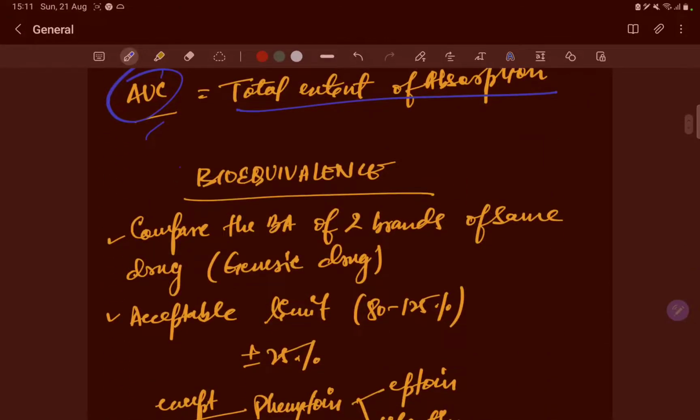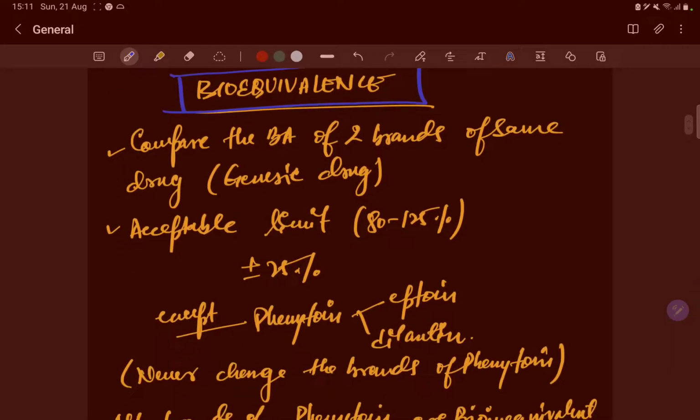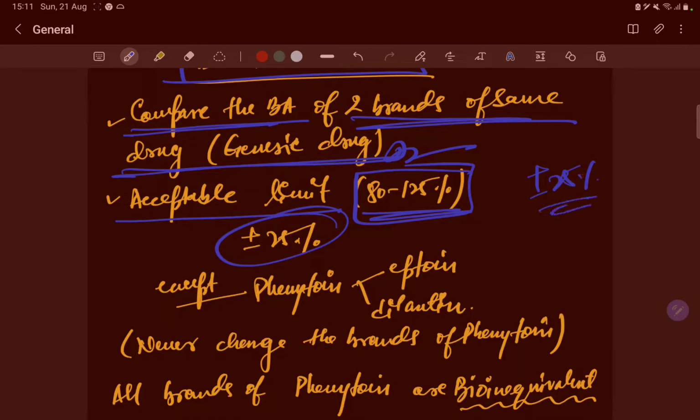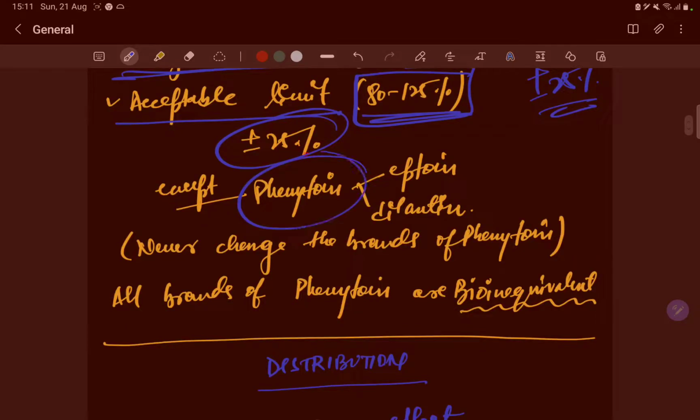ठीक है. देयर इज अ सिमिलर टर्म नोन एज द बायो इक्विवेलेंस. इज द कंपेयर द बायो अवेलेबिलिटी ऑफ टू ब्रांड्स ऑफ द सेम ड्रग, ऑफ द जेनेरिक ड्रग्स, राइट. तो टू ब्रांड्स को हम लोग कंपेयर कर रहे हैं. So acceptable limit is the 80 to 125%, that is the plus minus 25%, except for the phenytoin, that is eptoin or dilantin. We never change the brands of phenytoin because all brands of phenytoin are bio-inequivalent.